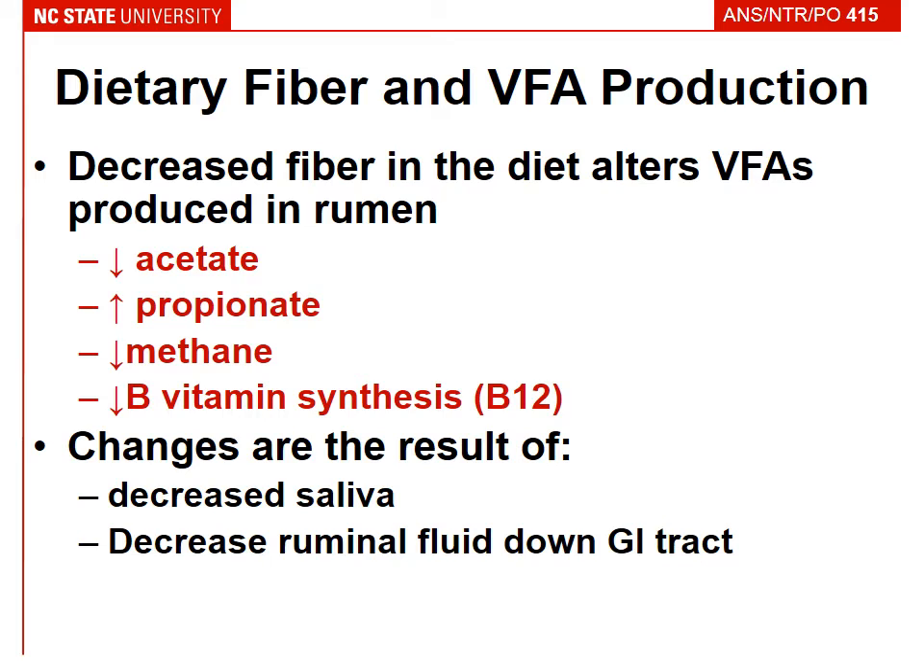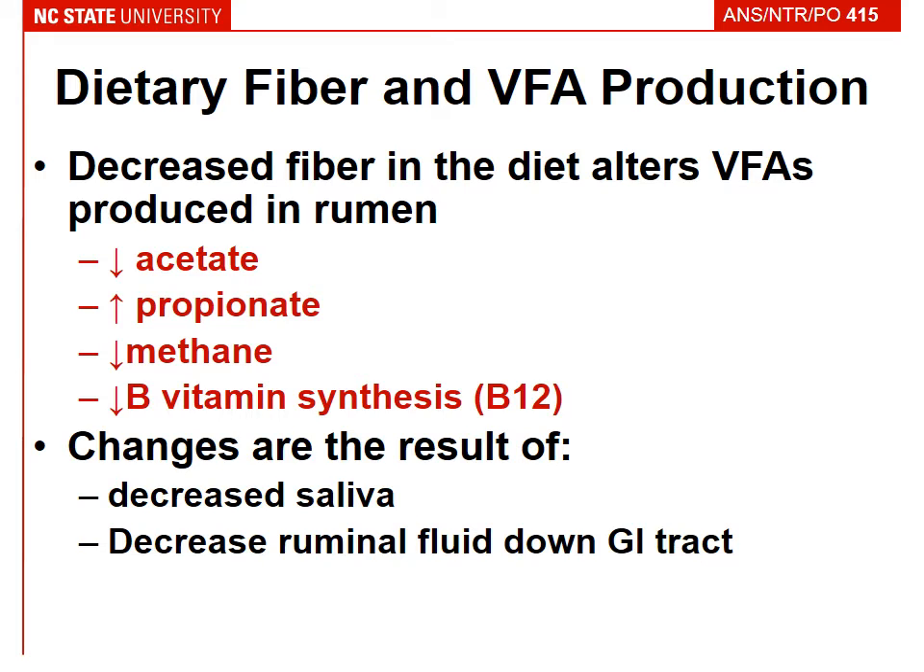We're going to decrease the methane gas that's produced, and we're going to decrease the B vitamin synthesis that occurs. More specifically, we're most concerned about B12. And in addition, you end up increasing the amount of butyrate. So by having these high concentrate diets, we alter that ratio. Our acetate is reduced, propionate is increased, and butyrate is slightly increased.